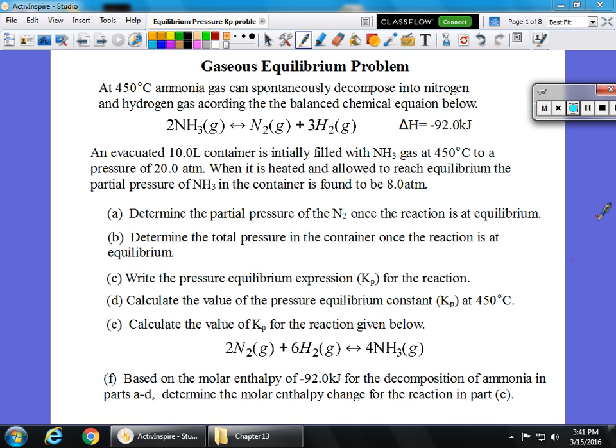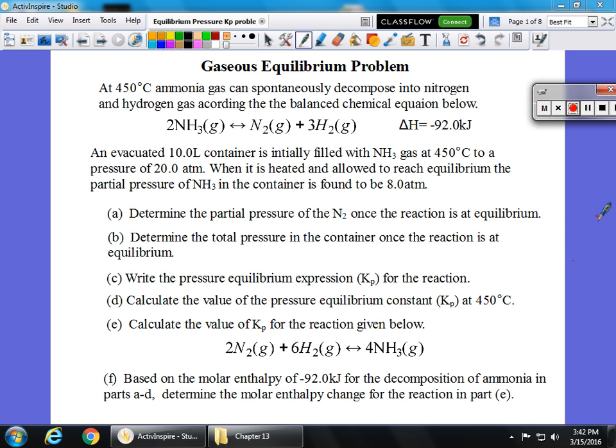Okay, you'll see that this one involves ammonia gas, and this is a decomposition equilibrium. In this problem, you're given a delta H of negative 92 kilojoules. This is taking place at 450 degrees Celsius. You're given a container that's filled with only the reactant, the ammonia, at that temperature, to a pressure of 20 atmospheres. It's heated and allowed to reach the equilibrium temperature, and the pressure of the ammonia in the container is found to be 8 atmospheres once it reaches equilibrium.